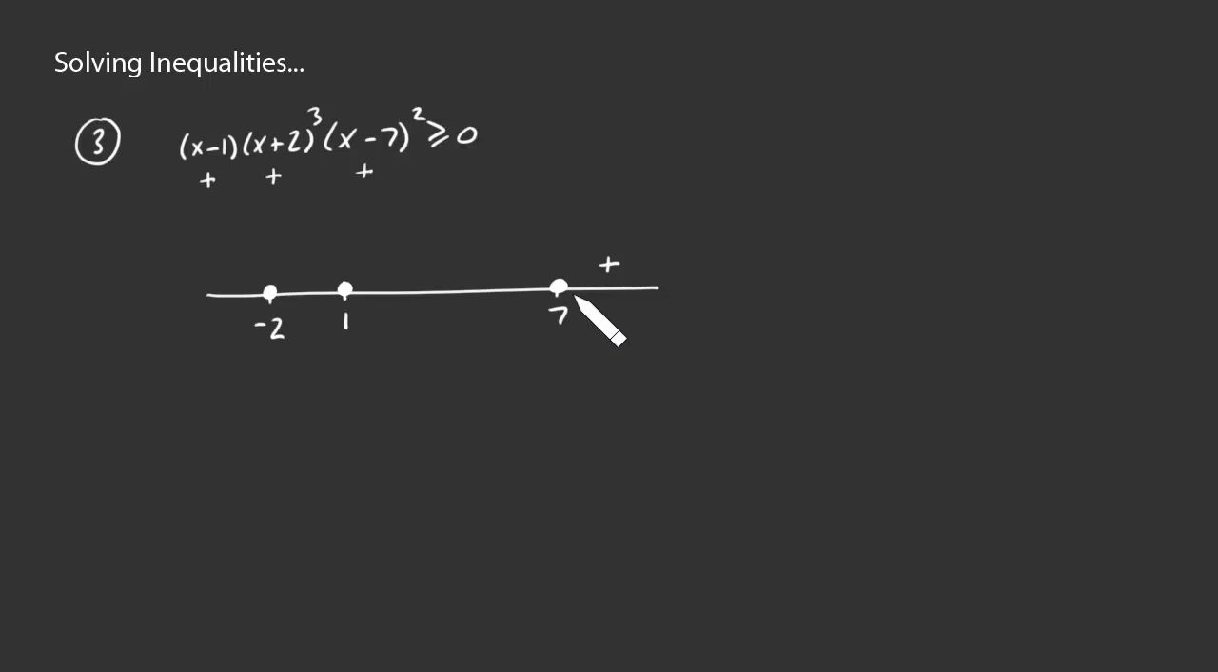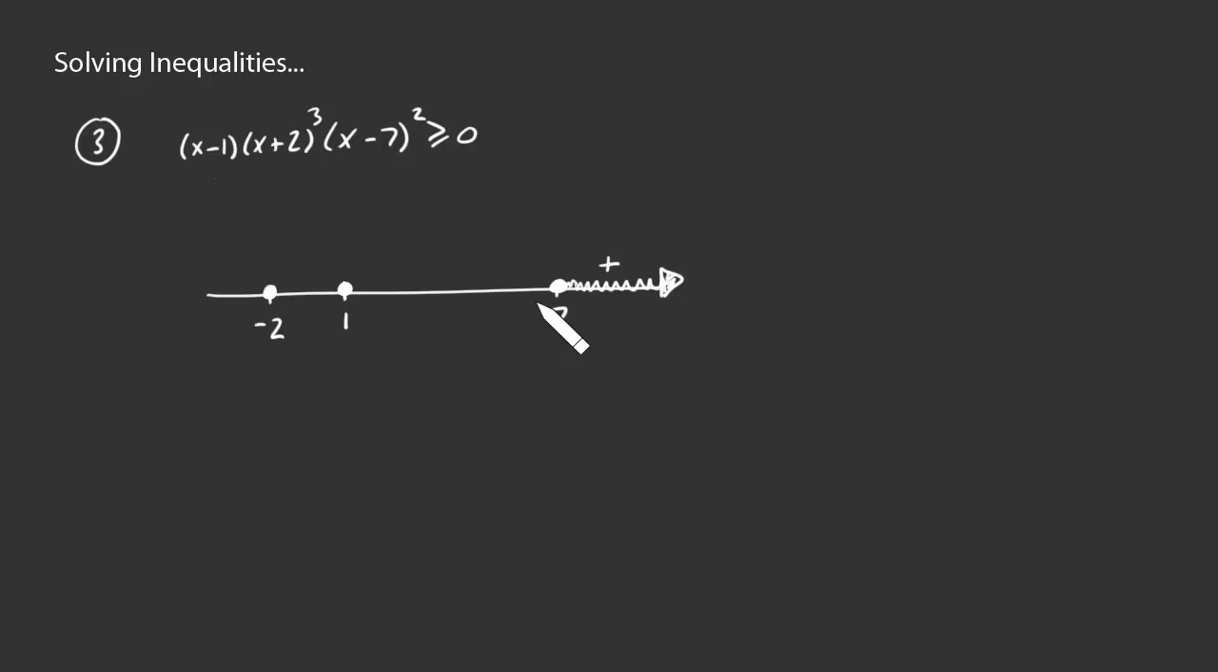Now, does that represent x values that we want to keep as part of our solution set? Absolutely. Remember, we want this expression to be greater than or equal to 0. That means we want it to be either 0 or a positive value. These guys are good. They're solutions. So let's shade those in. Now, let's erase those and start over looking at our next interval.